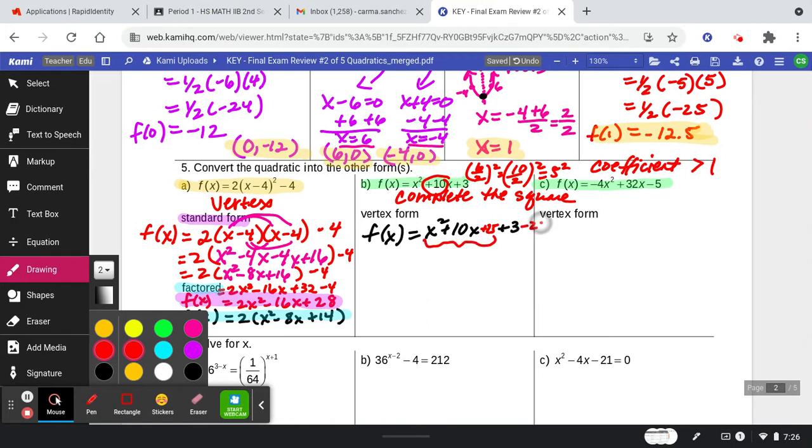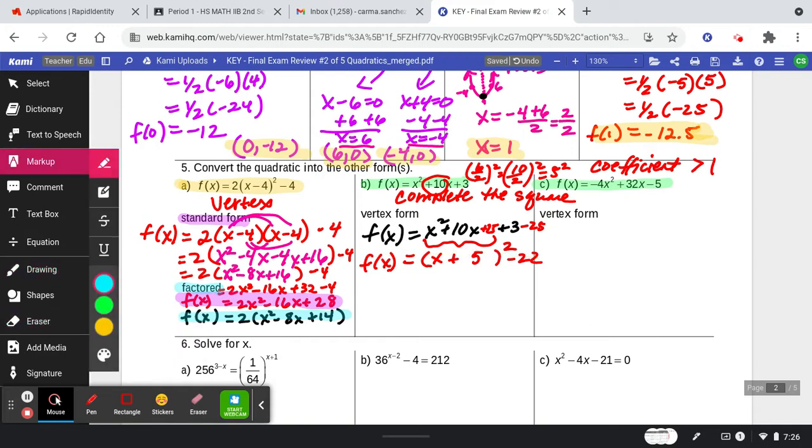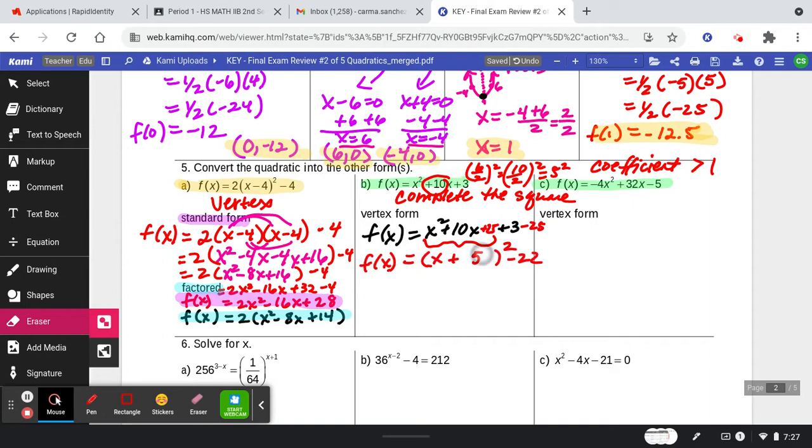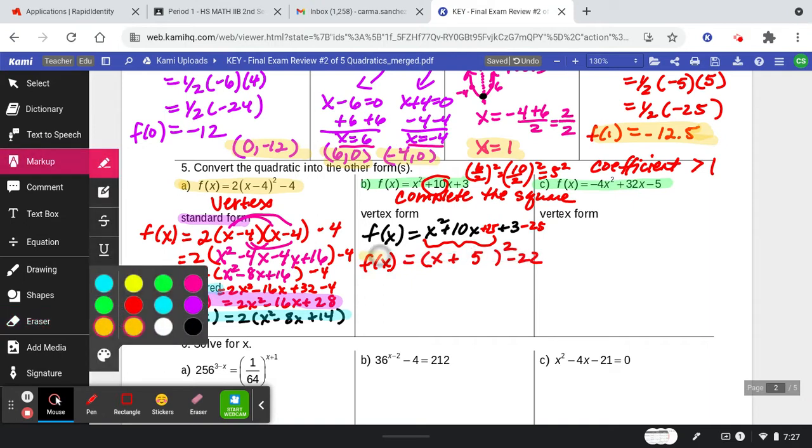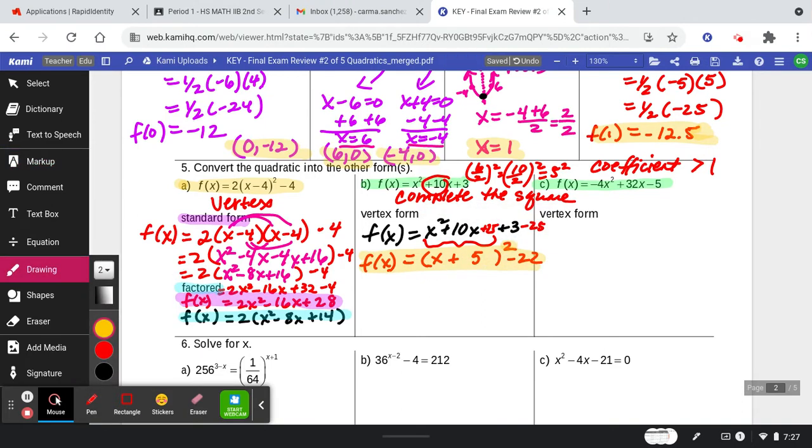But I can't just randomly add 25. I need to subtract 25 to balance. I just made the x plus 5 squared perfect squared factors, and then 3 minus 25 is -22. My vertex form of this parabola is done. Don't forget this little squared up there.